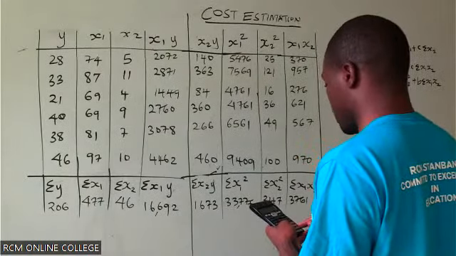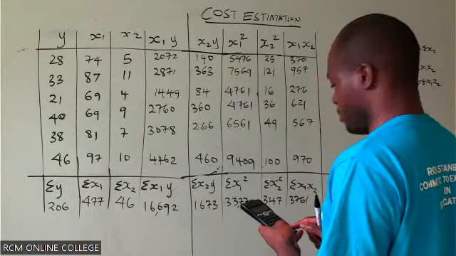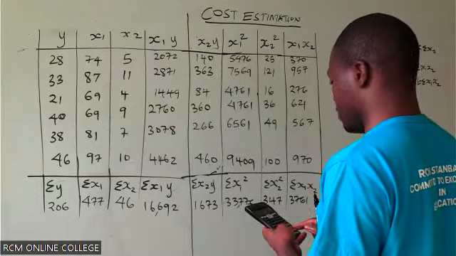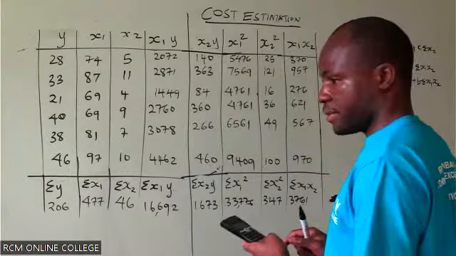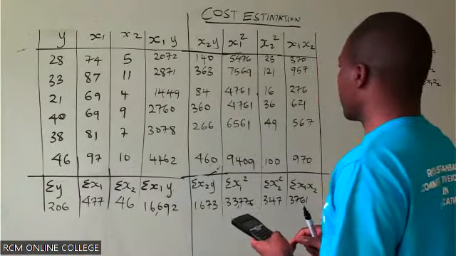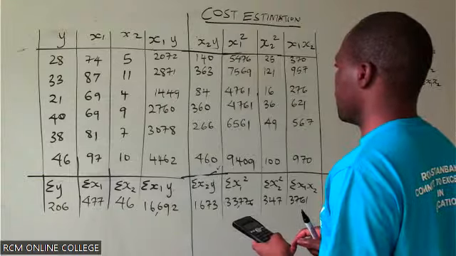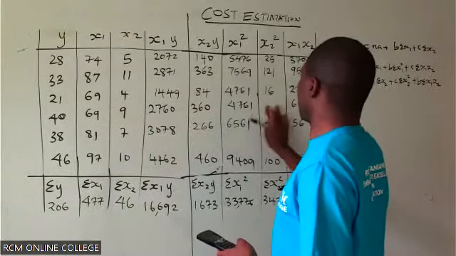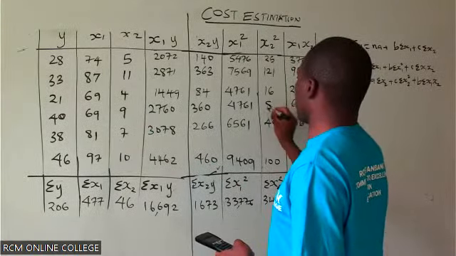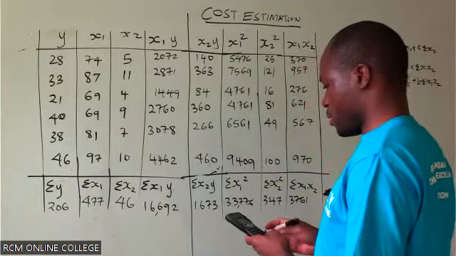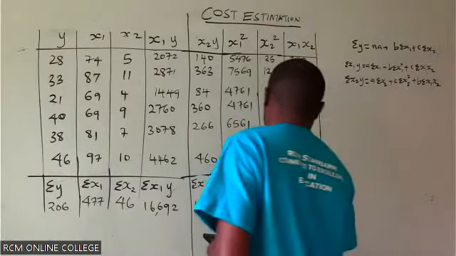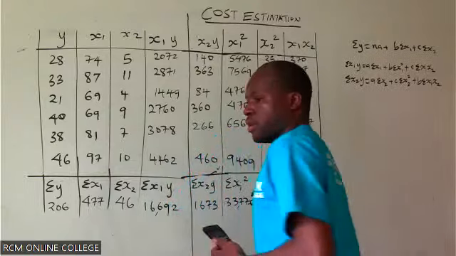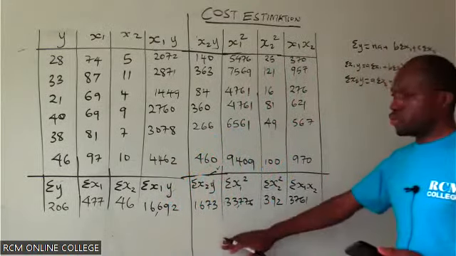25, 121 plus 16 plus 36 plus 49 plus 100, 347. You used 36 instead of 81. Oh, it was x squared. So this one is supposed to be 81. 392. Great. So this is what we have.